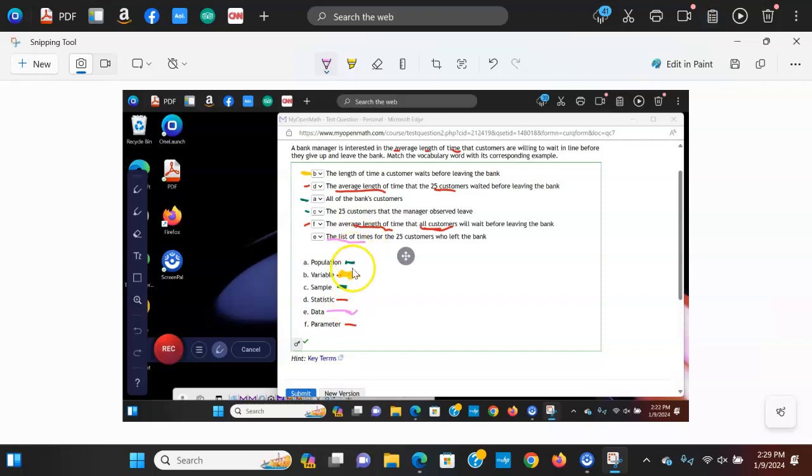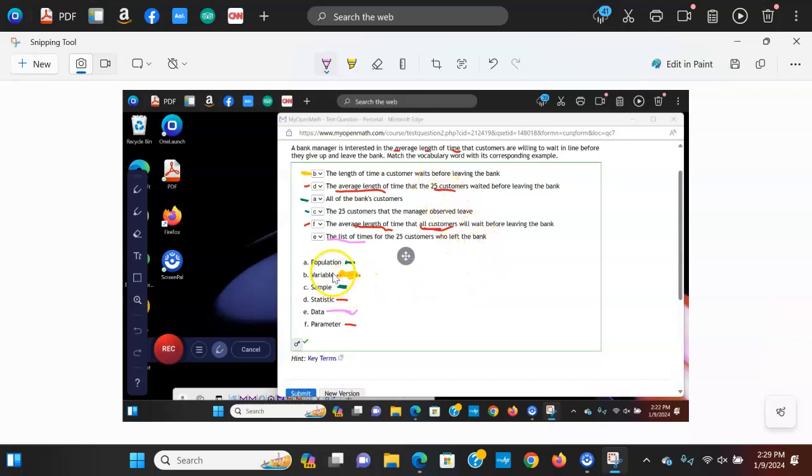So again, start down here. Do population and sample first. Population, all the bank's customers, sample, 25 customers, okay? Then look at what they're looking for. Those two things with the exact same wording that they're looking for are the parameter and statistic. Parameter refers to right here, all the customers. Statistic refers to the 25 customers, the sample.